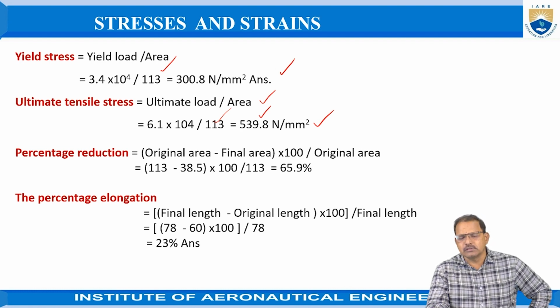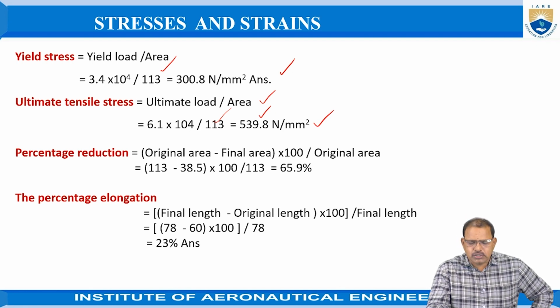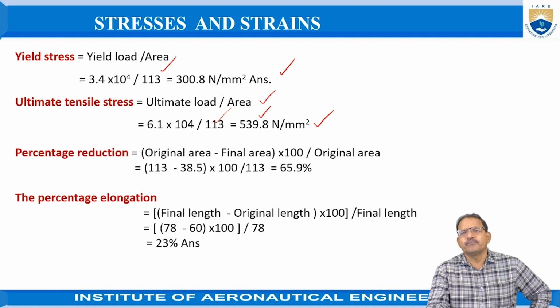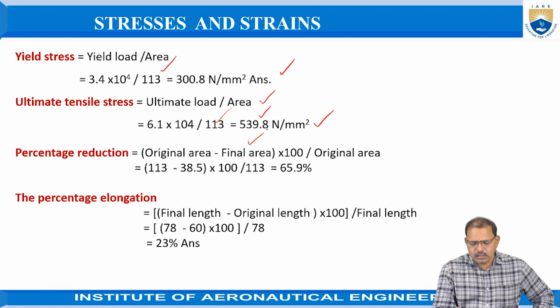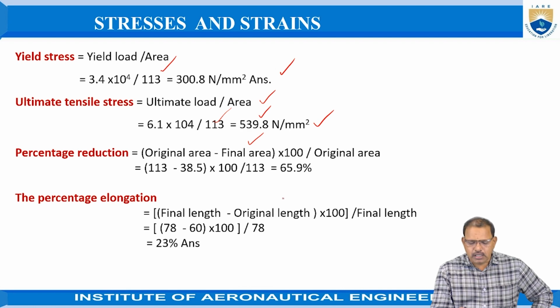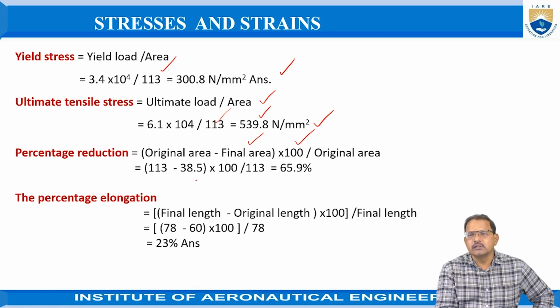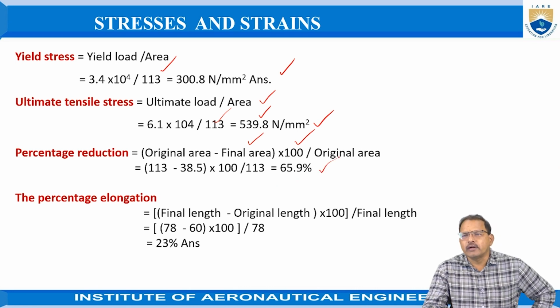The percentage reduction in area is generally expressed as the change in area of the cross section to the initial area. Since the area of the cross section decreases when the tensile load is acting on it, the reduction in area is equal to the original area minus the final area, divided by the original area, but generally it is expressed in terms of percentage, hence multiplied by 100. So it is equal to 113 minus 38.5, into 100, divided by 113, which is equal to 65.9%.